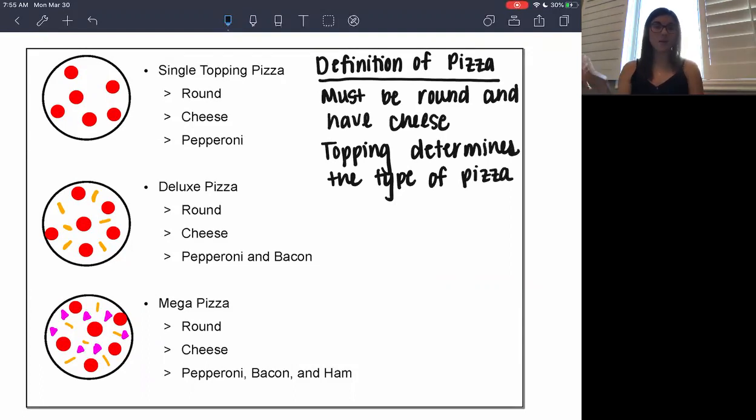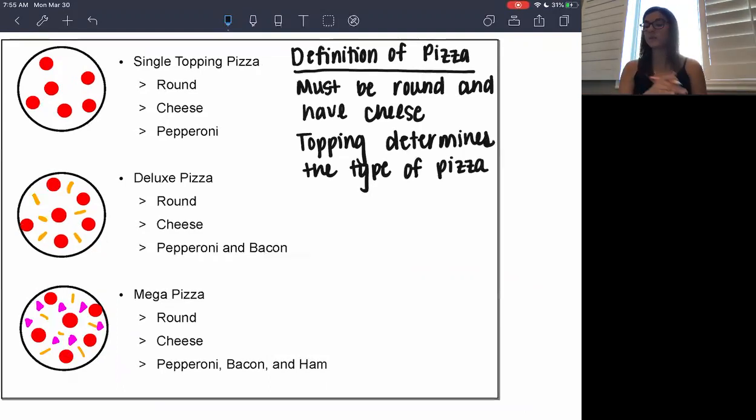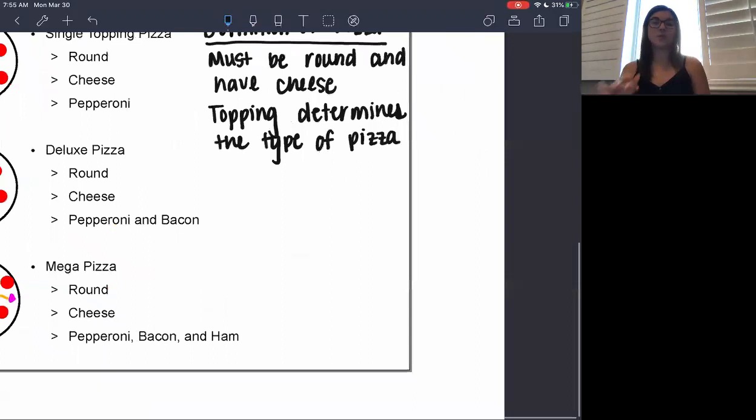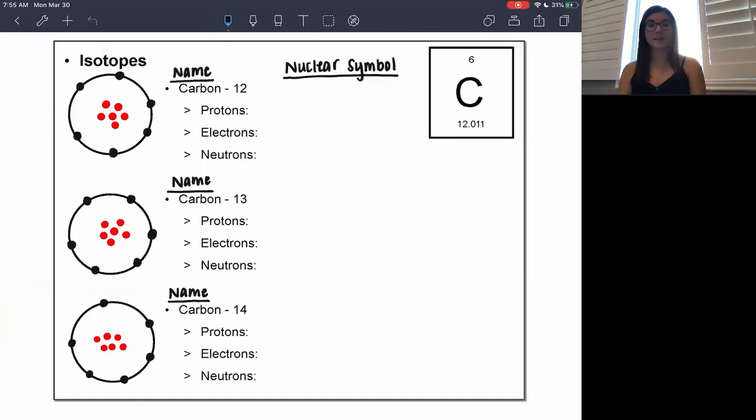But as I look at all of these pictures, they have a lot more in common than they have different. Really, the fact that they're round and they're cheese is what makes them a pizza. So I'm going to flip over to the next page. We're going to use this pizza analogy for isotopes.